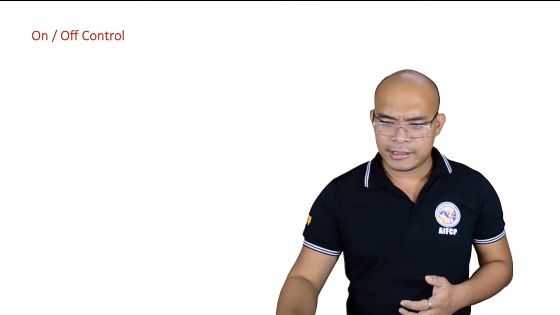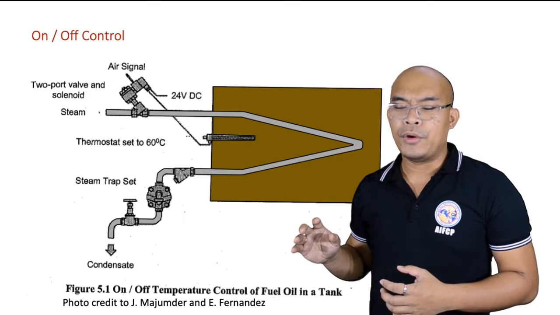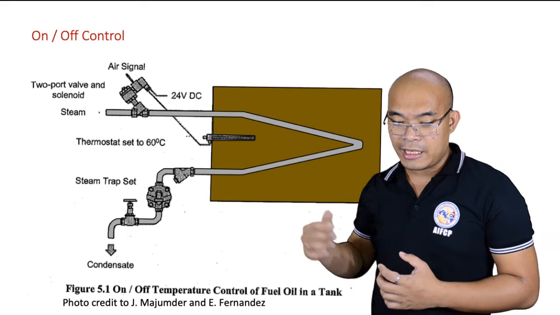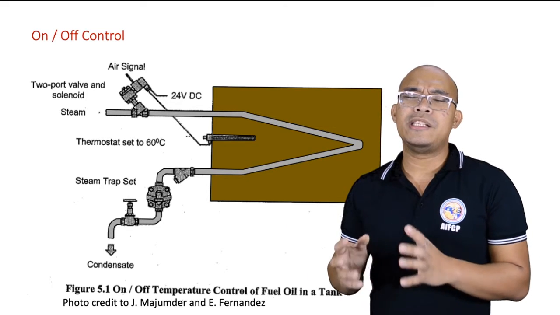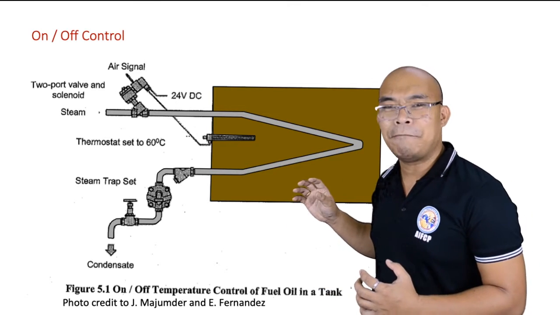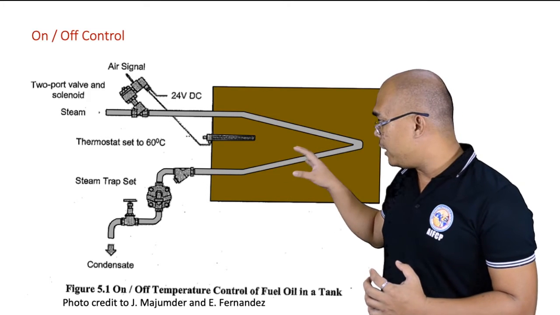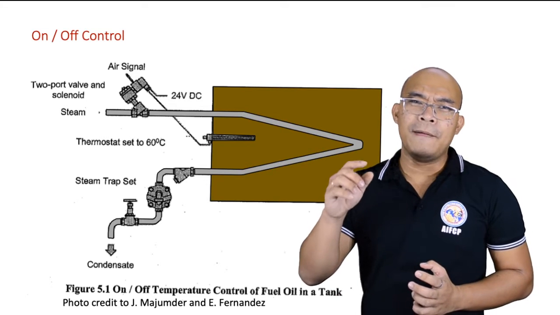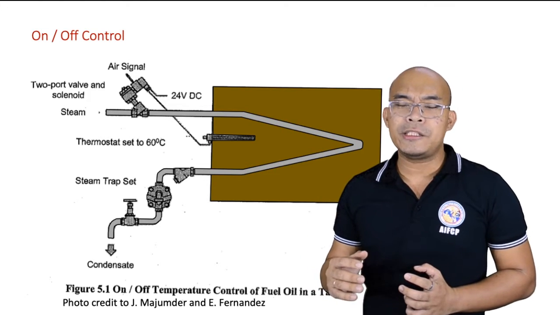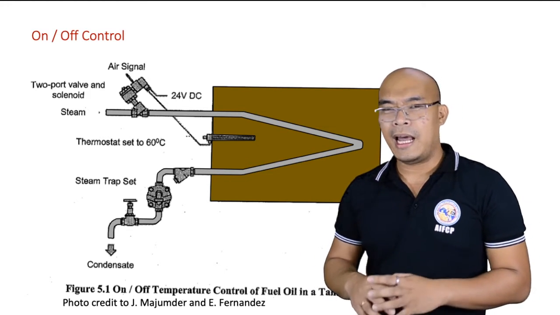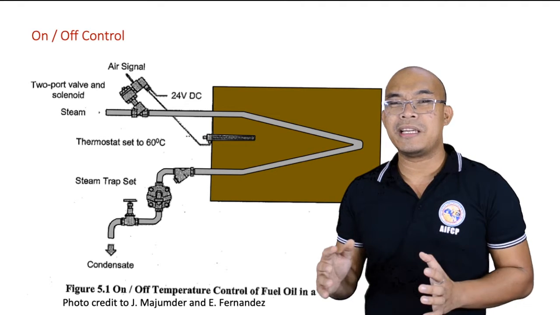So para mas maintindihan natin yung concept na ito, let's try to take a look at this example here. Okay, yung example na ito, basically, nakuha ko to sa libro ni Elstan Fernandez at saka kay Majumder. Okay, this one is applied especially on the marine engineering side. Kasi yung fuel system natin, yung fuel oil natin, in this colored here, yung nasa brown, we have to painitin natin yung fuel natin. And this particular case here, kailangan natin painitin to 60 degrees centigrade, di ba? Kailangan natin painitin para ma-adjust natin yung viscosity.